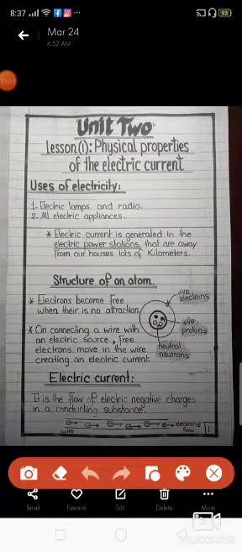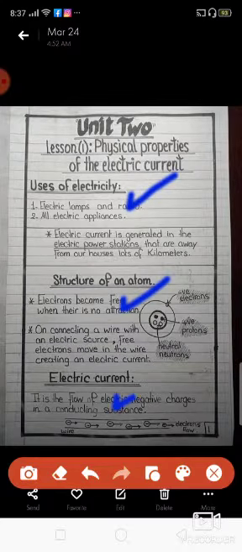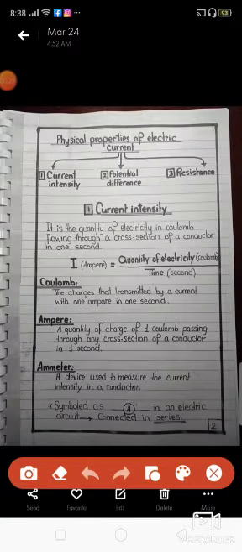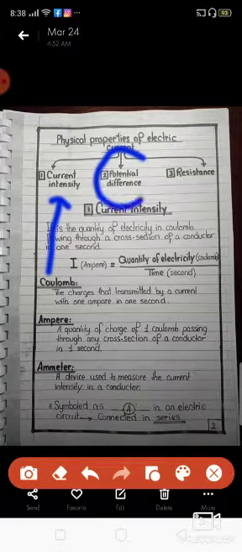Hello girls, today we are going to continue lesson 1, physical properties of the electric current. Remember that we already discussed the uses of electricity, the structure of the atom, and the definition of the electric current. We also started talking about the physical properties of the electric current, and we defined the current intensity of the electric current. Today we are going to discuss the second property of the electric current, which is the potential difference.